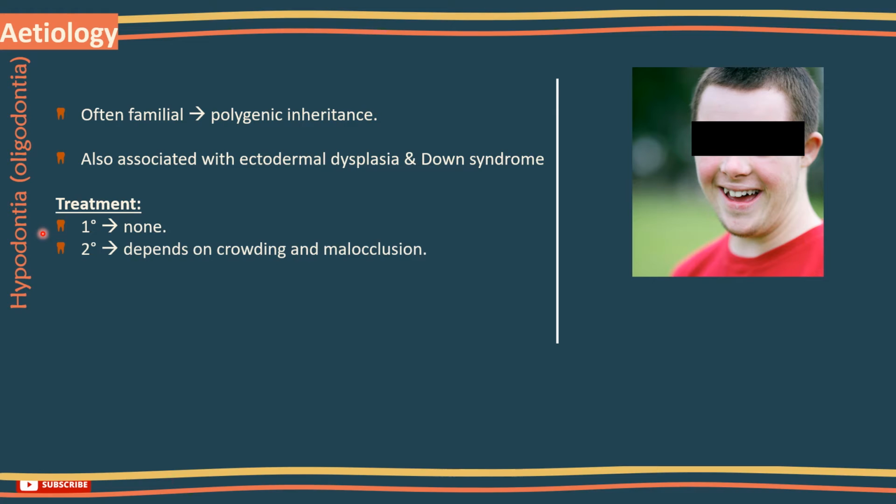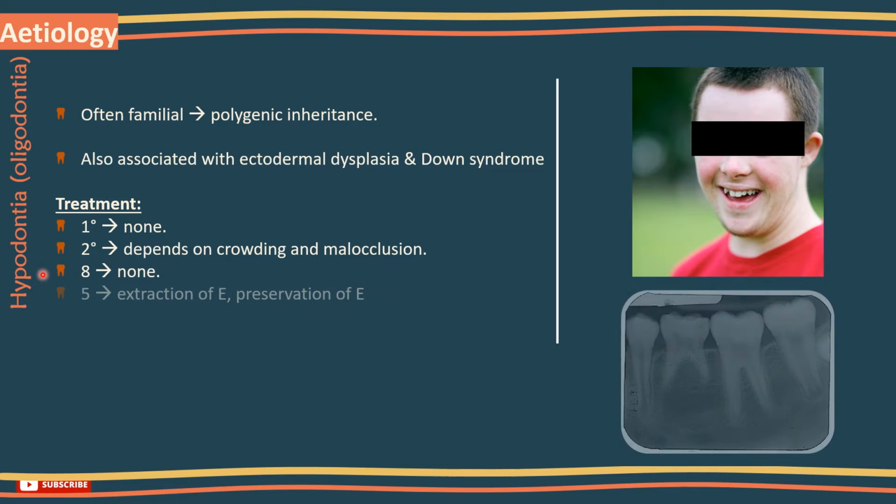In permanent dentition missing teeth, it depends on the crowding or malocclusion and if it can be replaced or not. And in case of to be replaced, fixed restorations as bridge work or dental implants will always be options depending on the case. If the 8 is missing, no treatment is needed to replace it. If the 5 is missing, however, and keep in mind that it can sometimes develop later, you have two options.